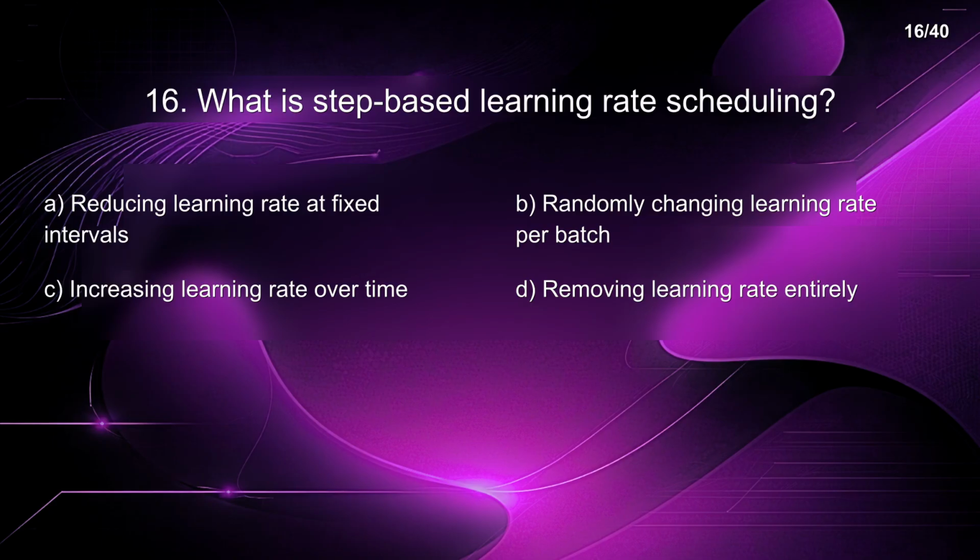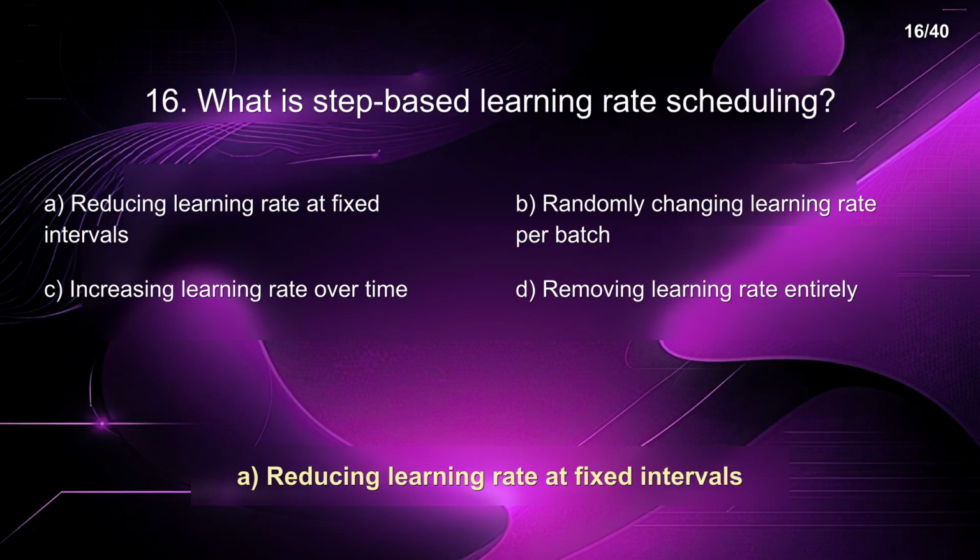16th question. What is step-based learning rate scheduling? A. Reducing learning rate at fixed intervals. B. Randomly changing learning rate per batch. C. Increasing learning rate over time. D. Removing learning rate entirely. Correct answer is A. Reducing learning rate at fixed intervals.